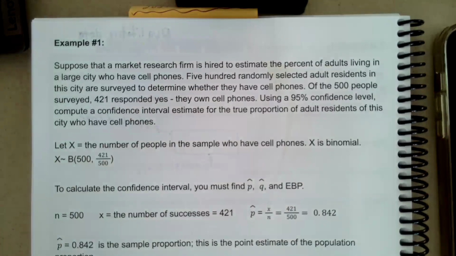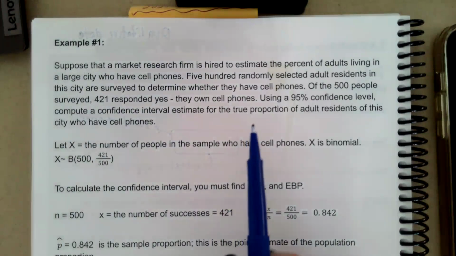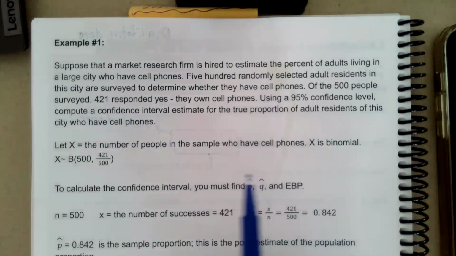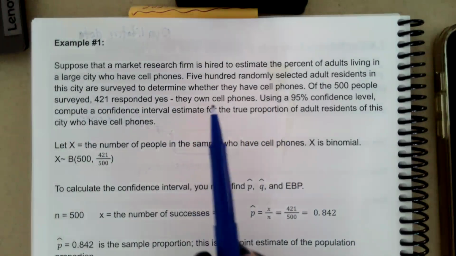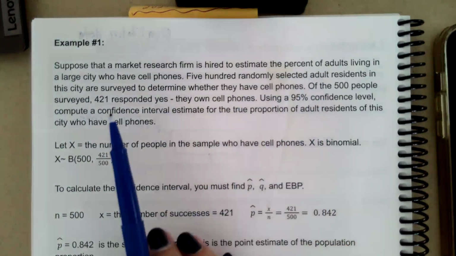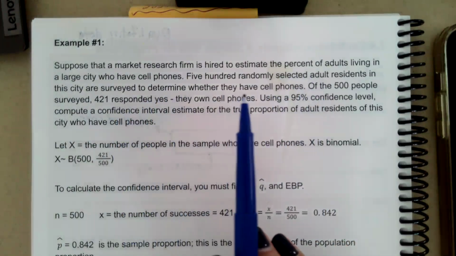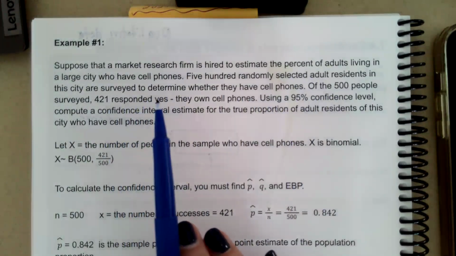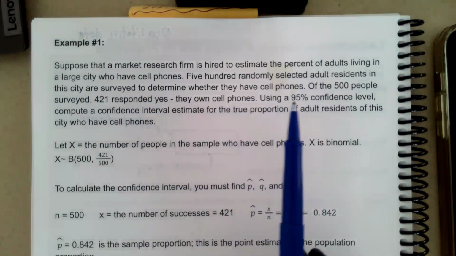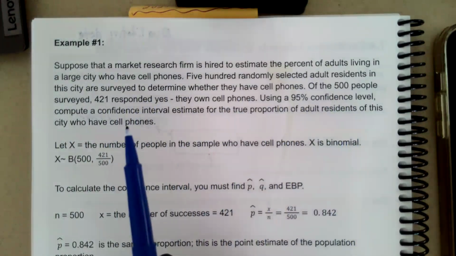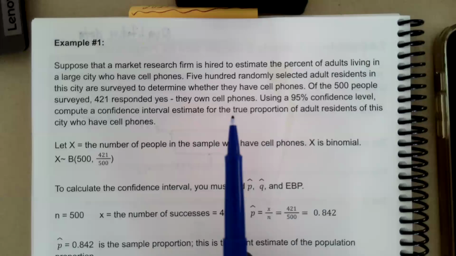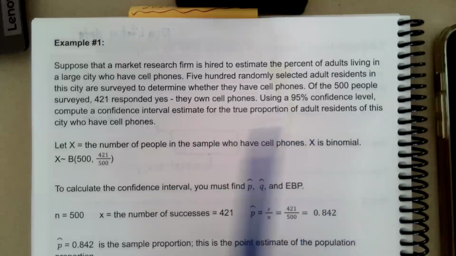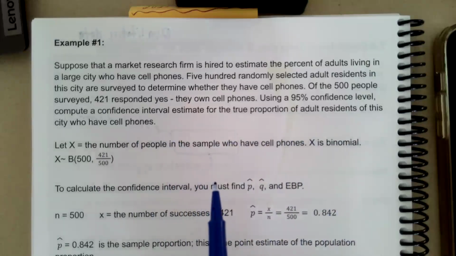So let's look at example 1, where I go through one for you. Suppose that a market research firm is hired to estimate the percent of adults living in a large city who have cell phones. 500 randomly selected adult residents in this city are surveyed to determine whether they have cell phones. Of the 500 people surveyed, 421 responded yes, they own cell phones. Using a 95% confidence level, compute a confidence interval estimate for the true proportion of adult residents of this city who have cell phones.